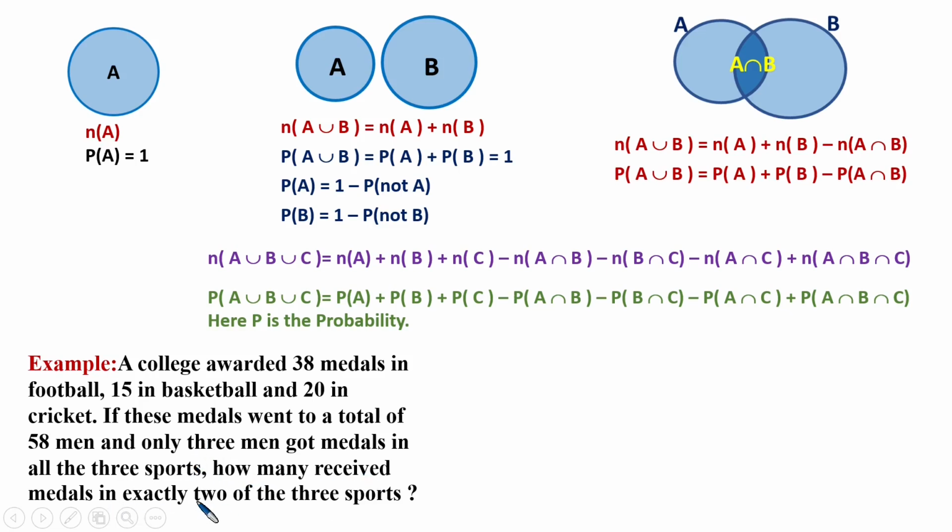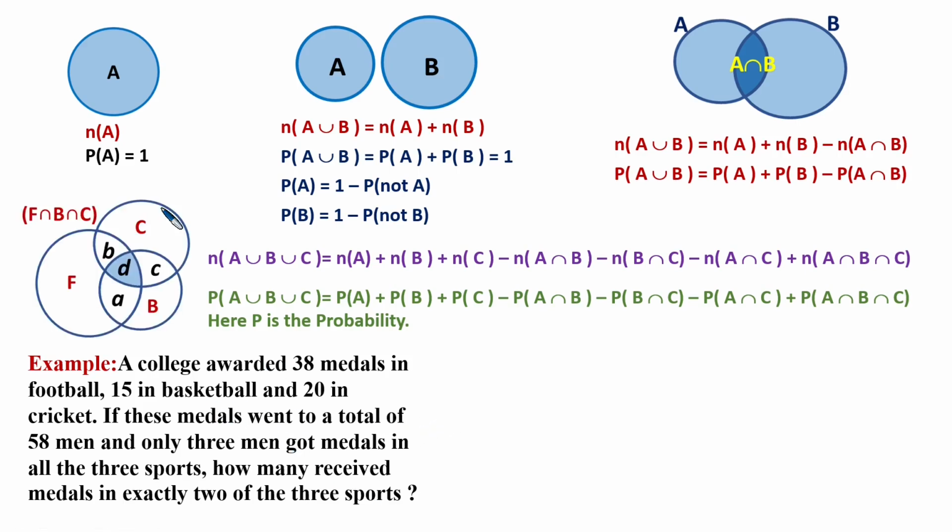How many received medals in exactly 2 of the 3 sports? So what is the intersection of those who got 2 medals? How do you find it? Here I describe the sets. This is for football, this is for cricket, and this is for basketball. B is the number of men who have got medals for cricket and football. A is the number of men who got medals in football and basketball, and C is the number of men who got medals in cricket and basketball, and D is the number of men who got medals in football, cricket and basketball, the intersection of all. So how do you do it?